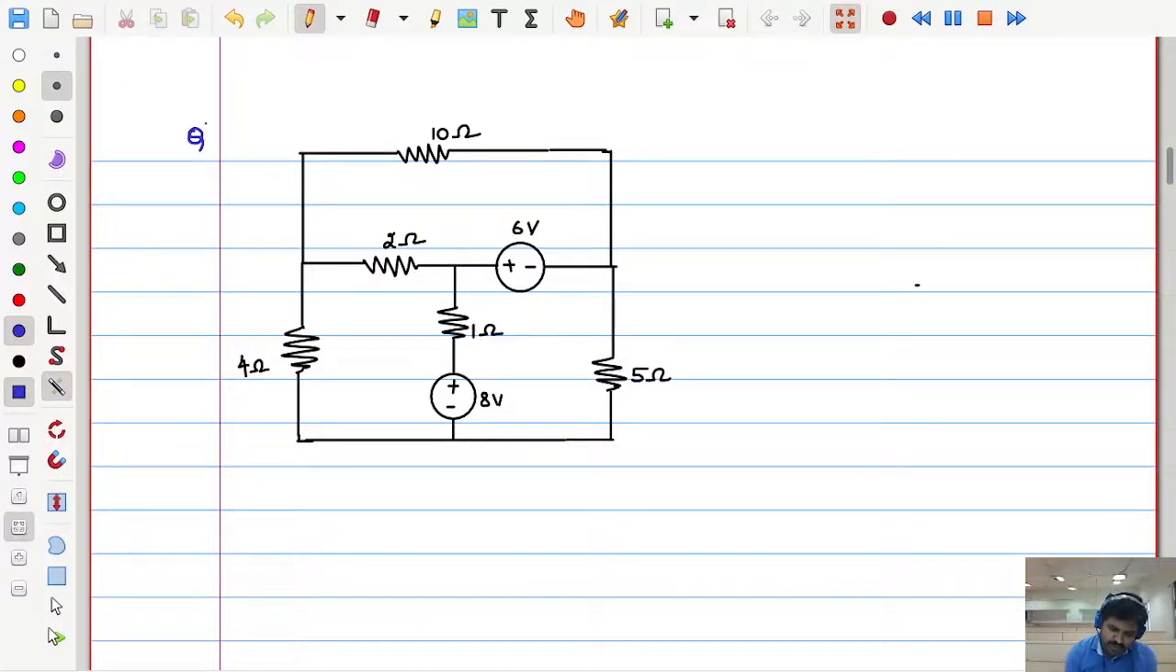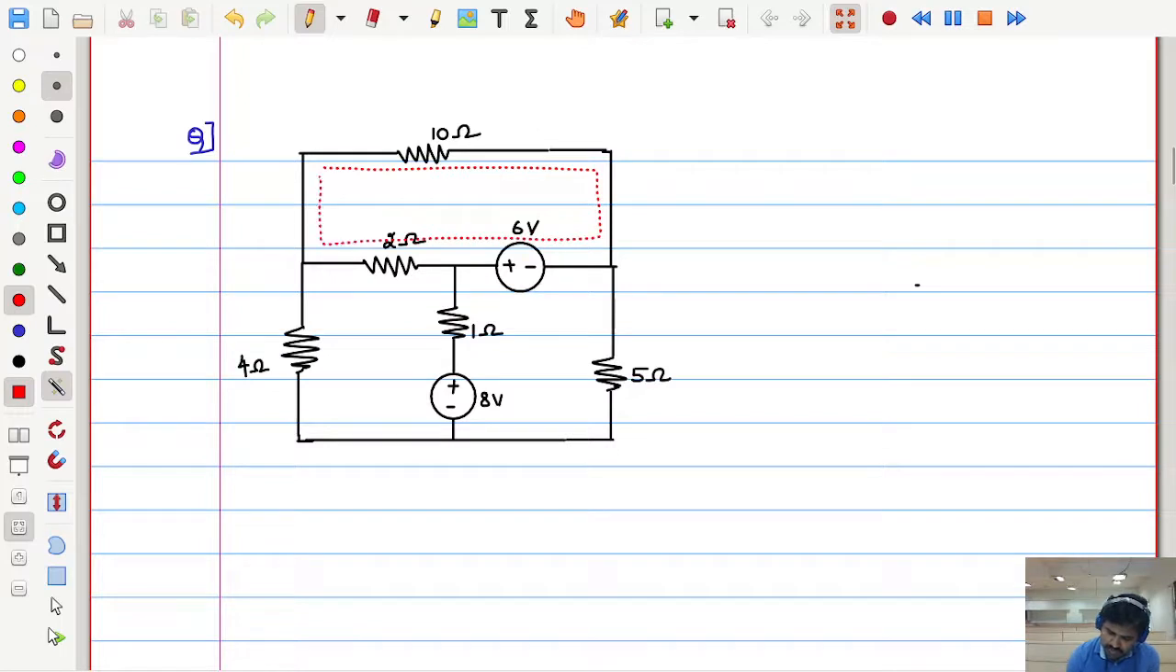Right. Let us see the next problem. As in the previous explanation, where we saw the general procedure of mesh analysis, try to follow those steps here. What we do is first take up the meshes.